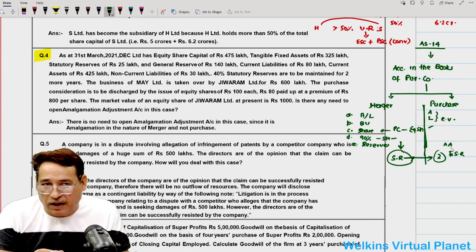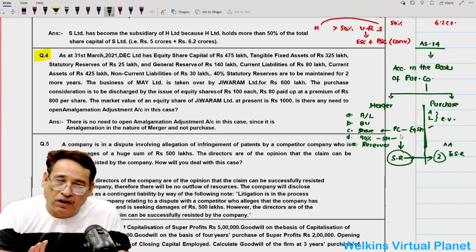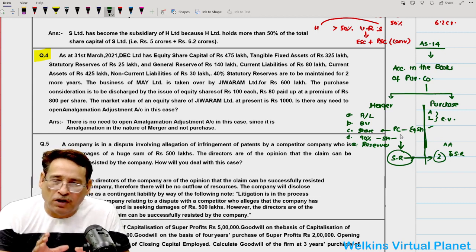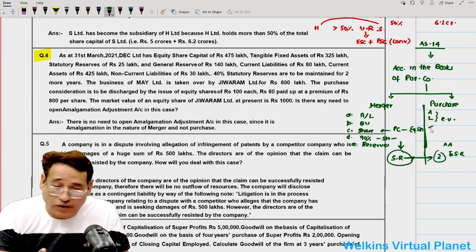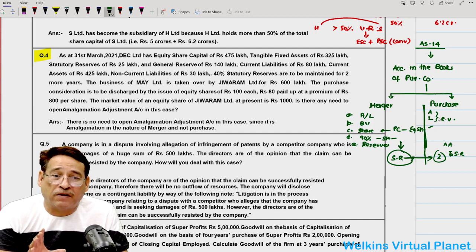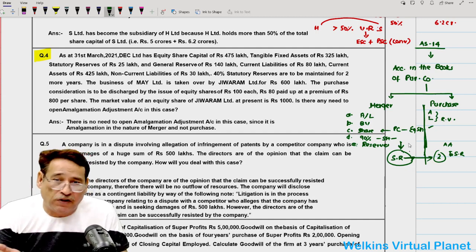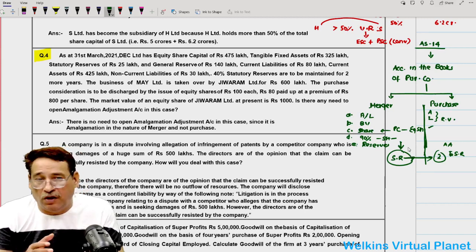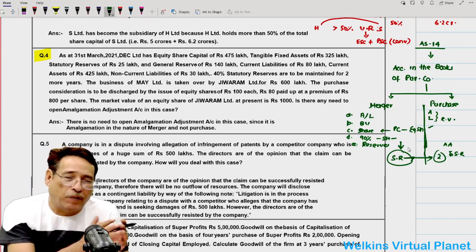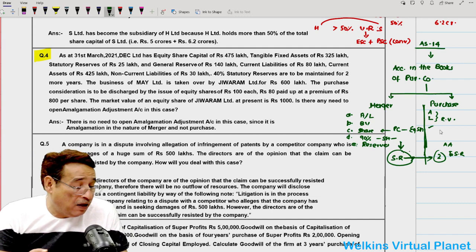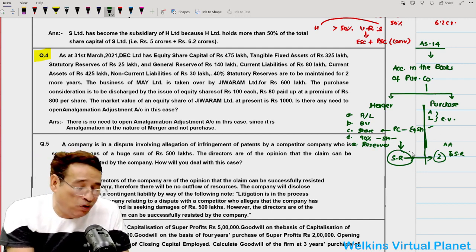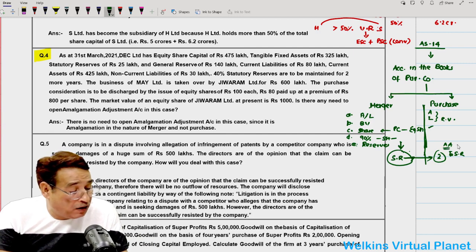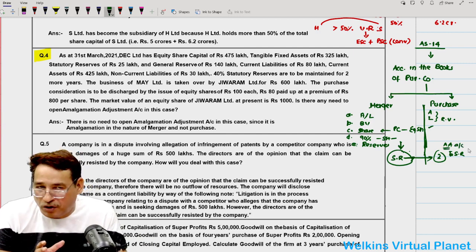What I said is that generally the purchasing company will not take the statutory reserve or, for that instance, any type of reserve, profit or loss account, general reserve of the vendor company if it happens to be a case of amalgamation in the nature of purchase. But under rare circumstances, if the question states that statutory reserves need to be maintained for a particular specified period of time, in that case the purchasing company will have to bring those statutory reserves into their books and pass an entry: amalgamation adjustment account debit to statutory reserves.